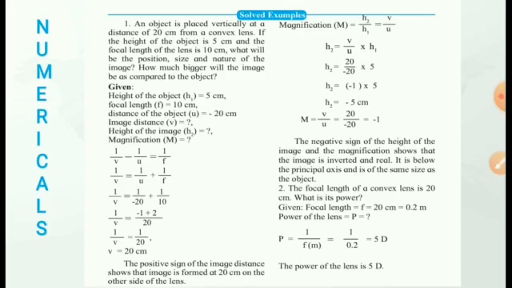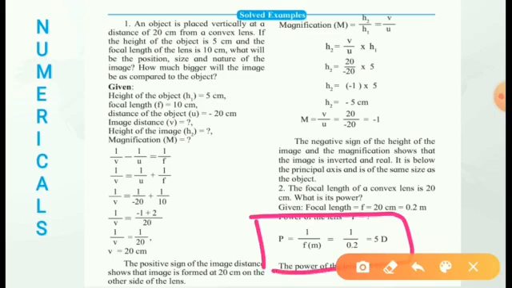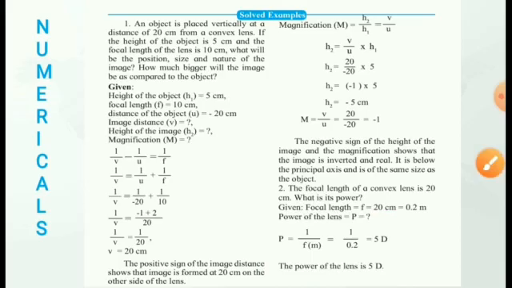The second numerical is: the focal length of a convex lens is 20 centimeter. What is its power? You have been given the focal length and you have to find the power. Put the formula P equals 1 by f and substitute the value. You get the power of the lens as 5 dioptre.